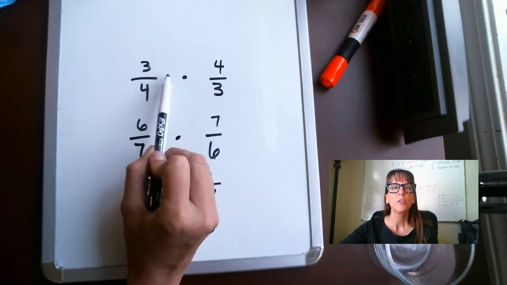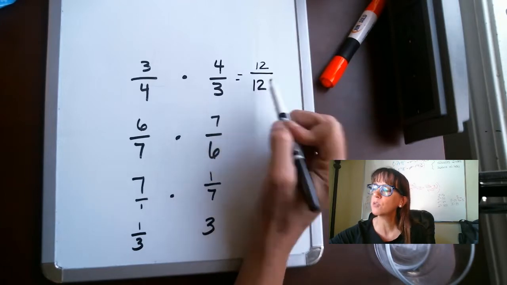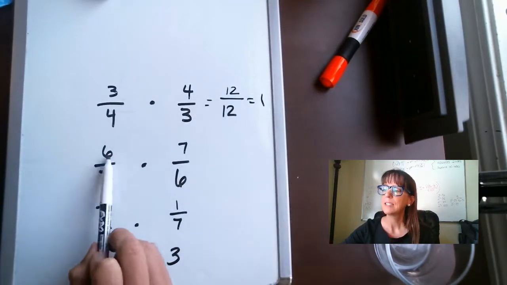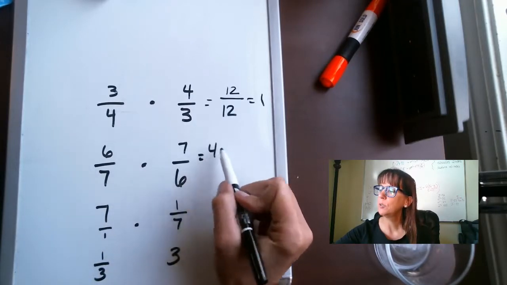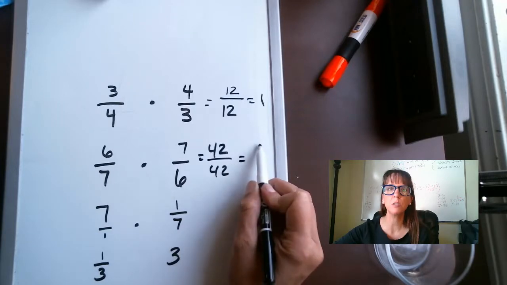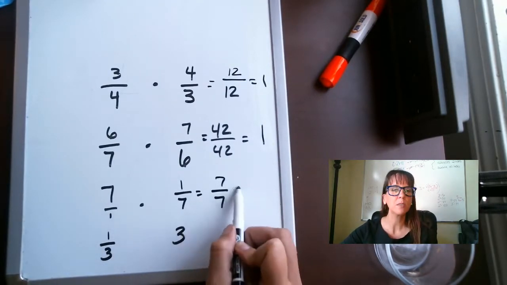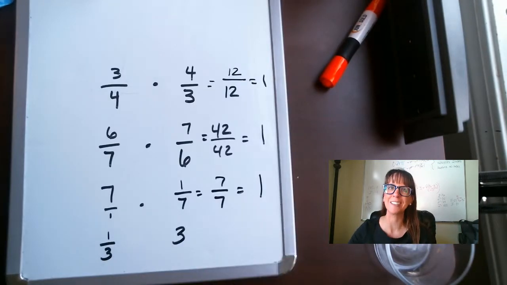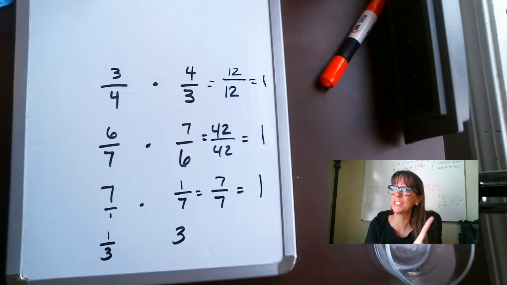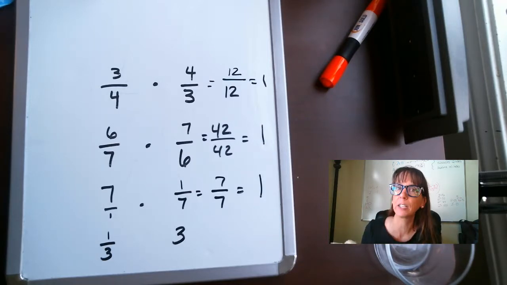Take a look here. 3 times 4 is 12. 4 times 3 is 12. So we have 12 over 12, which if I recall correctly equals 1. 6 times 7 equals 42. 7 times 6 equals 42, which equals 1. 7 times 1 equals 7. 1 times 7 equals 7, which equals 1. I think you're catching on to this. When you multiply the number and its multiplicative inverse, or its reciprocal, you get 1 every time. Okay, that's how you know you've done it correctly.